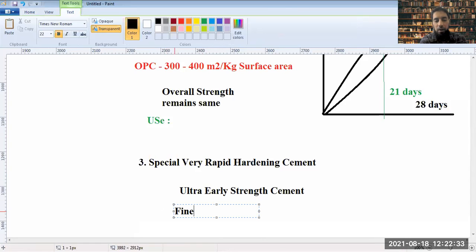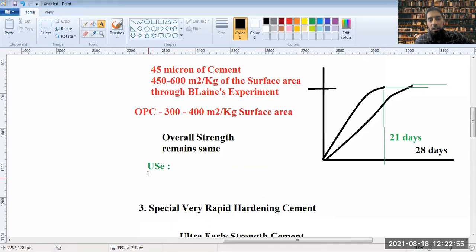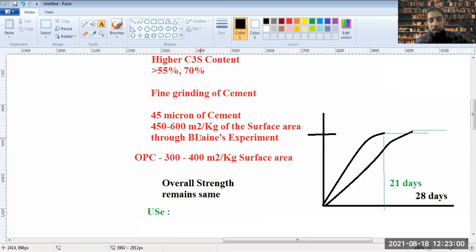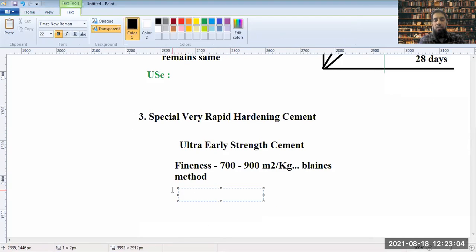Now here, the fineness of this cement, you have even higher fineness, 700 to 900 meters square सरफेस एरिया होगा सीमेंट पार्टिकल्स का. अगर मैं उन सबको कंबाइन करूंगा per kg of that cement taken from the Blaine method, it was 450 to 600 here in case of rapid hardening, 300 to 400 in case of OPC. Here it's even finer, 700 to 900.